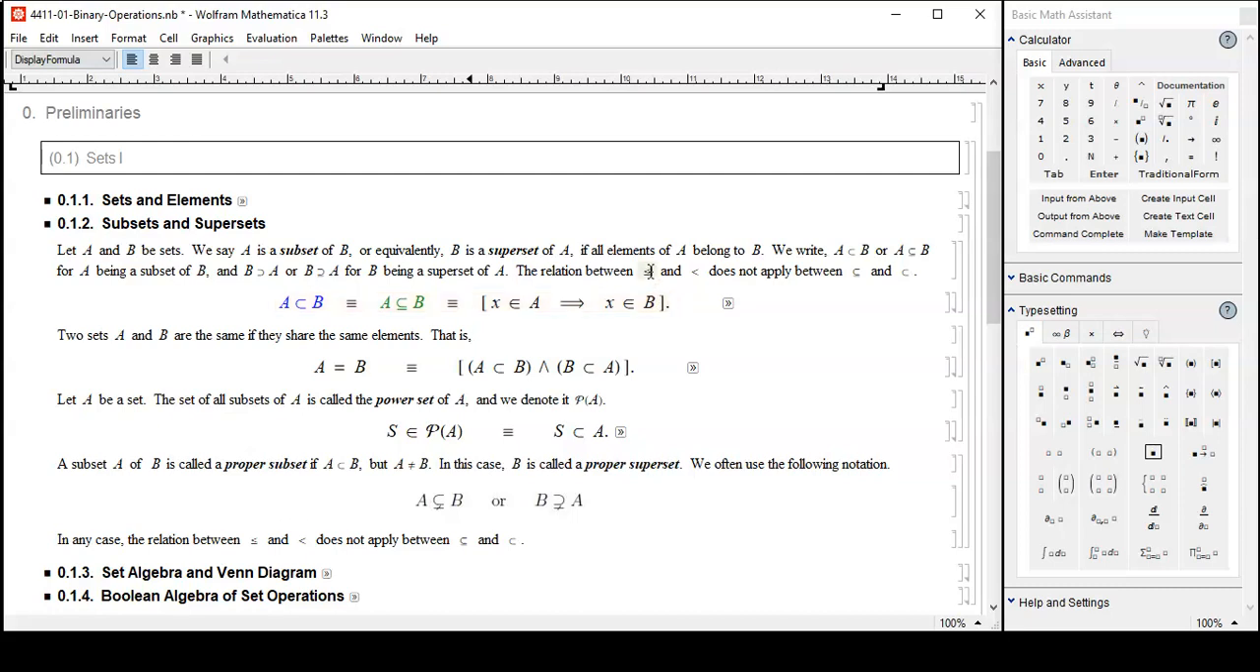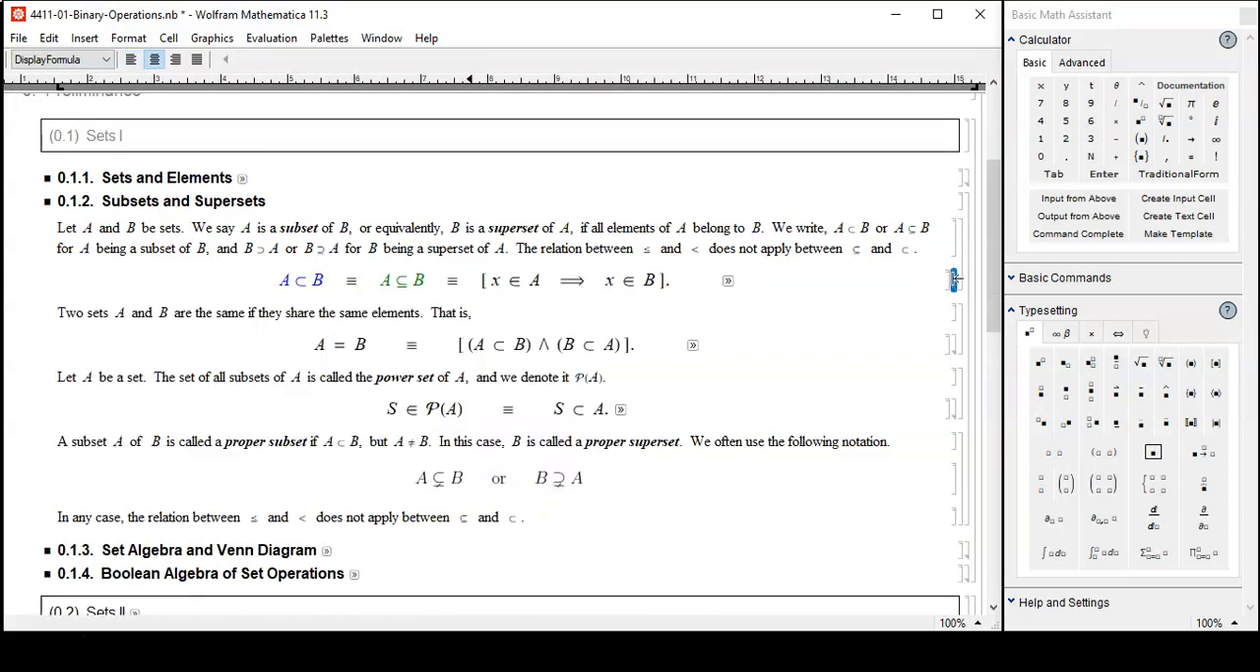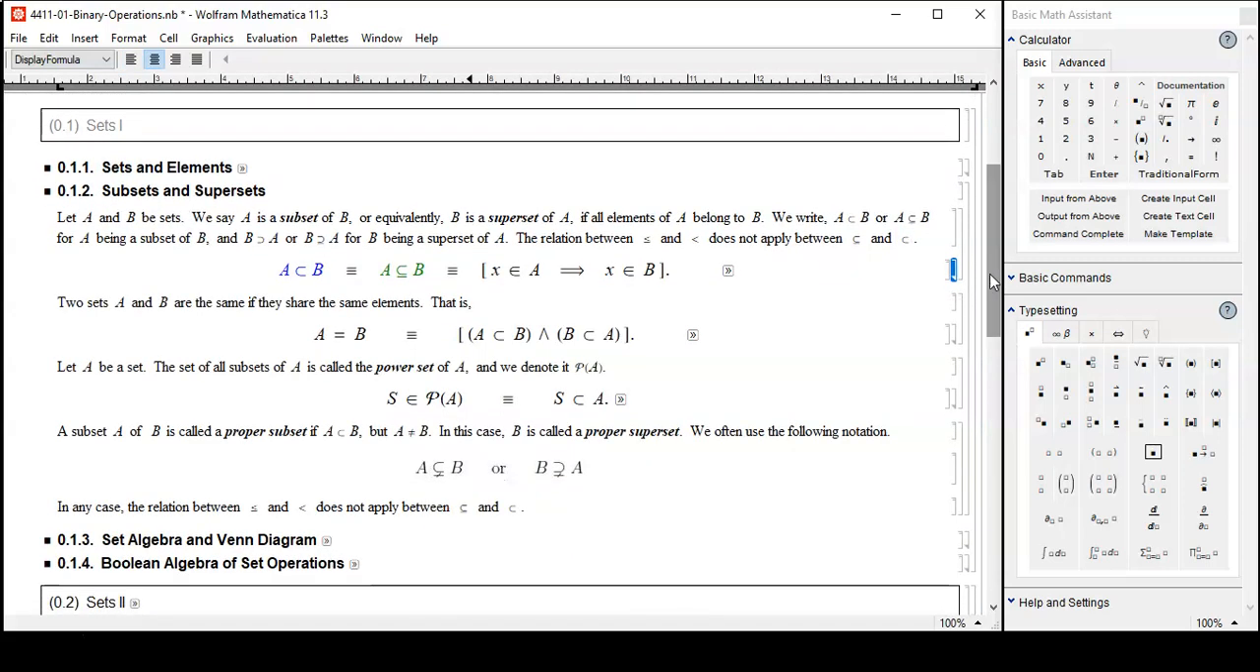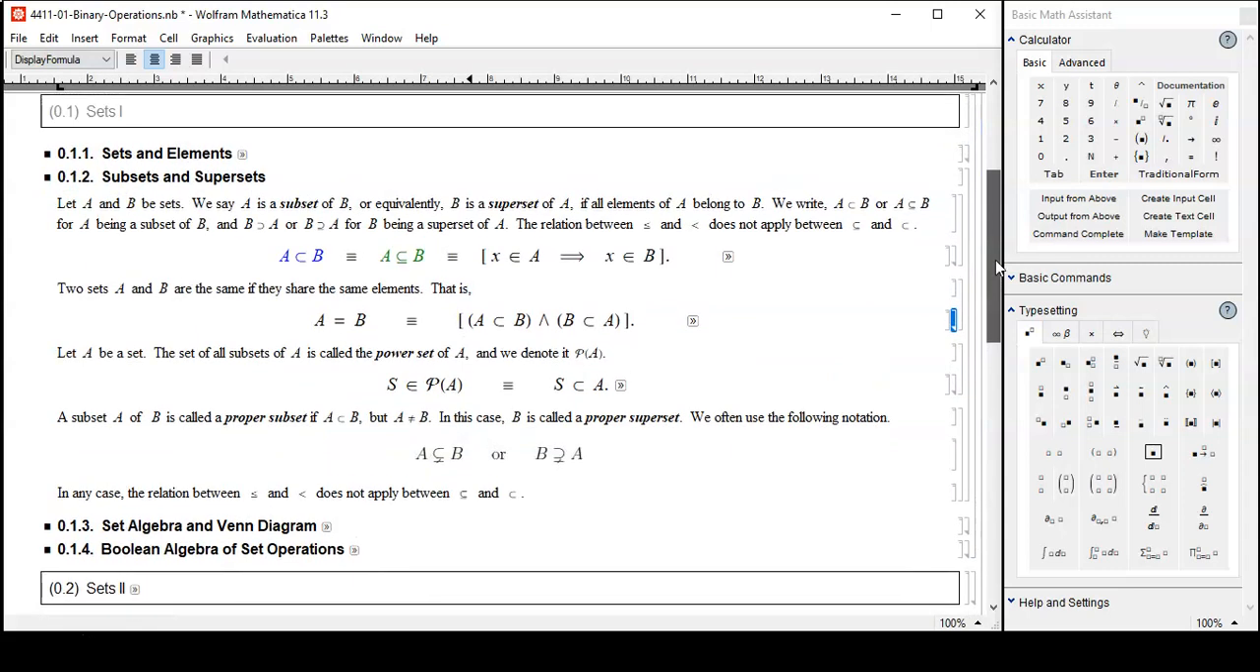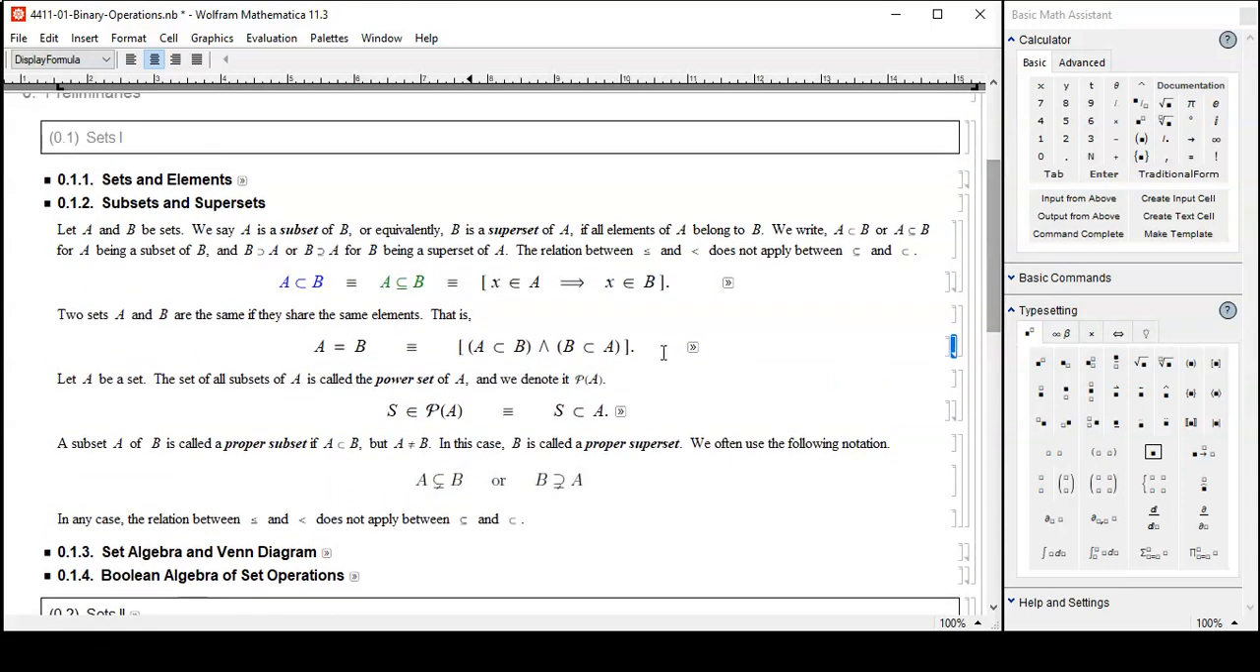It's not like the relation between less than or equal versus strictly less in real number arithmetic. These two are different in real number arithmetic. But for set operations, these two mean the same thing. Subset can be visualized like this. If two sets share the same elements, then they are equal, like this. And that means A subset of B and B subset of A.